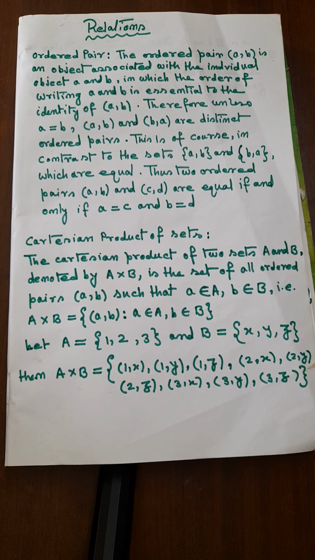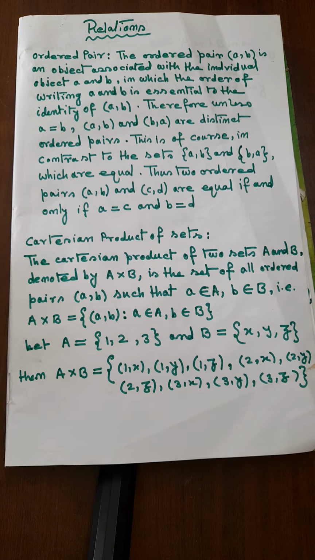The ordered pair (a, b) is an object associated with the individual objects a and b, in which the order of writing a and b is essential to the identification of a and b. Why? Because freezing and melting are not the same thing. When you have ice and you melt it to water, and when you have water and you freeze it to ice, these two processes are not the same. So identification of the order is an essential thing.